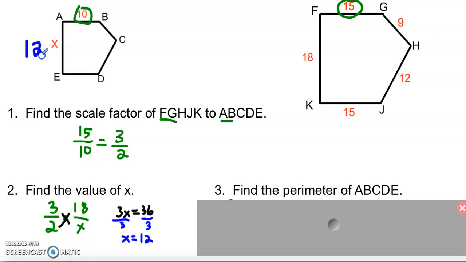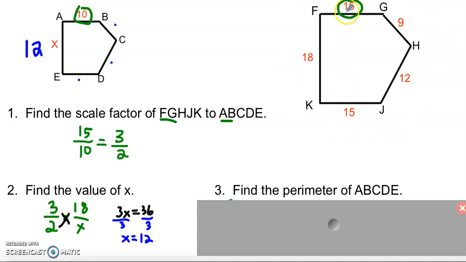And then the third part of this asks for the perimeter of this small figure. And you'll notice we don't know these other values. I don't know this, this, or this. But I can use the scale factor to help me find it if I add up all the side lengths here and use the scale factor. I already know my scale factor is 3/2.